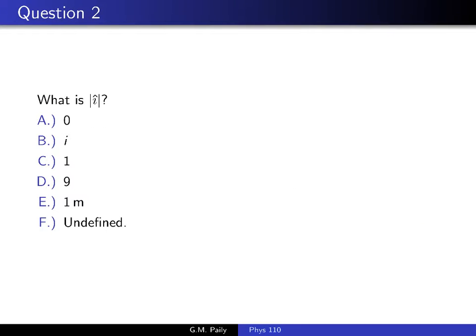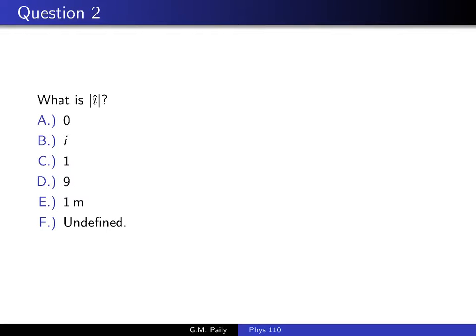Here is another question. This is a fairly straightforward one. What is the magnitude of the i hat vector? Again, pause the video and take a moment to think of the answer. We will now discuss the answer.